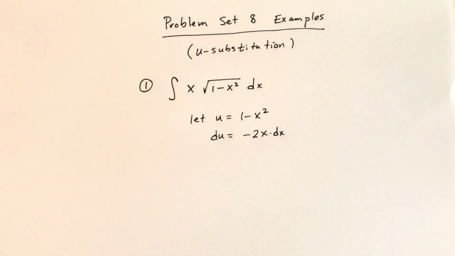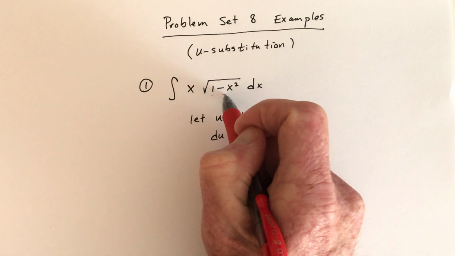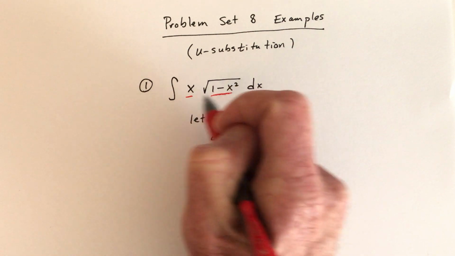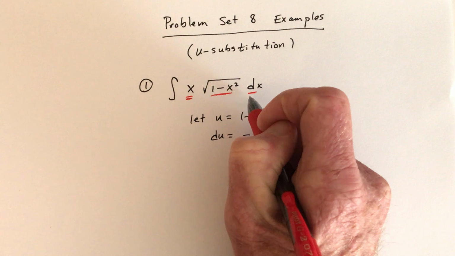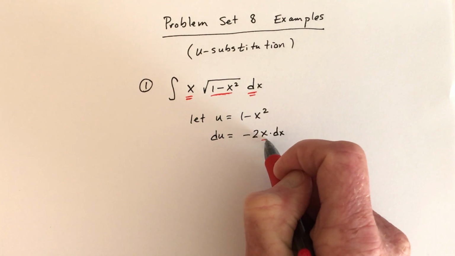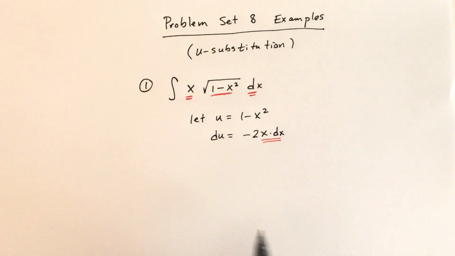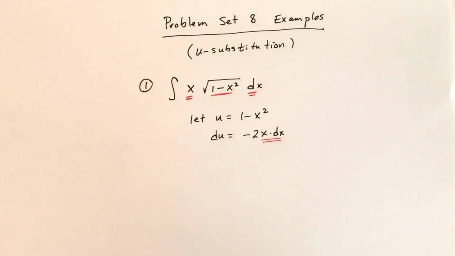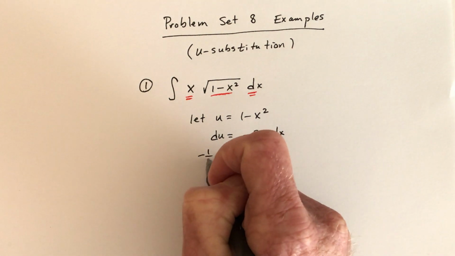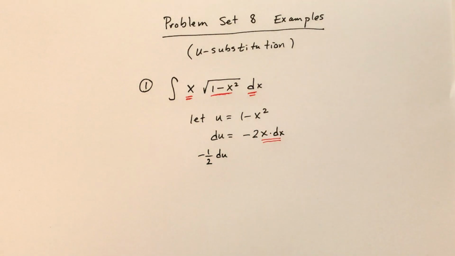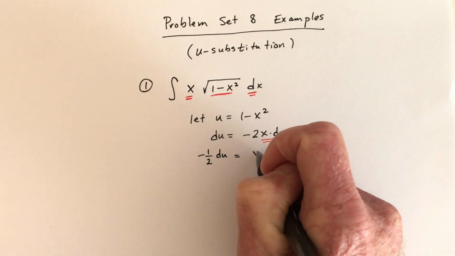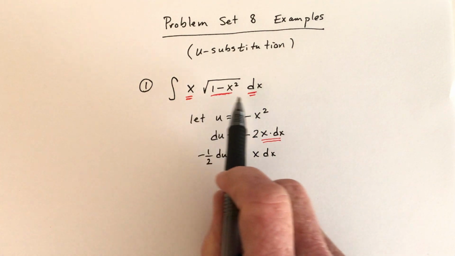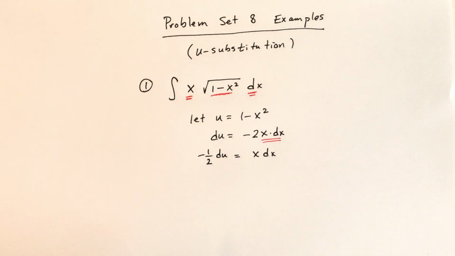Now if you look at the original problem, this is going to be replaced with u, so we're done with that. Also, there's an x times a dx. And in my u substitution setup, I also have x times dx. But they don't have a negative 2. So I'm going to have to get rid of this negative 2. So divide both sides by negative 2, or multiply both sides by a negative 1/2. And now this has x dx, and this has x dx. So now it's ready for the u substitution.